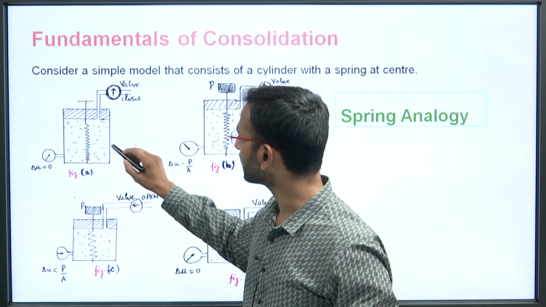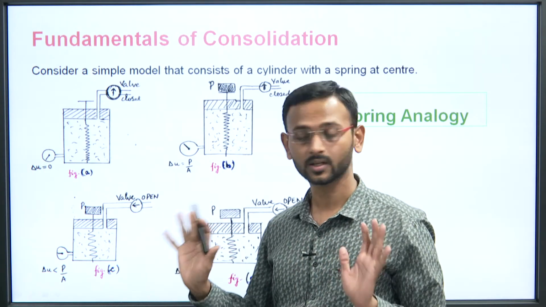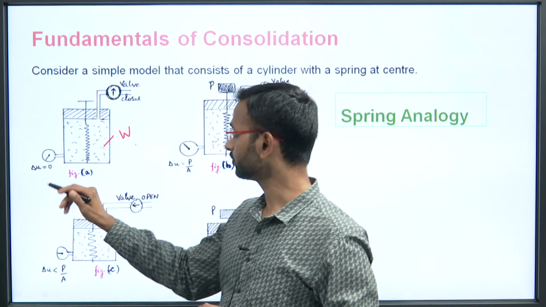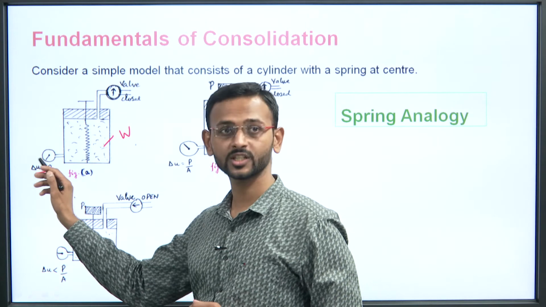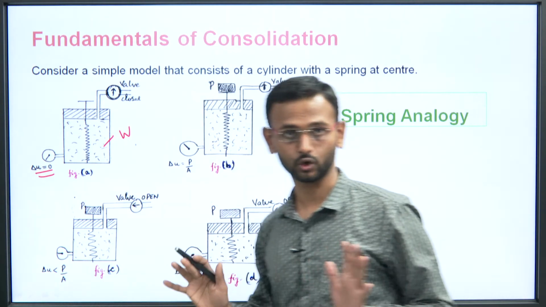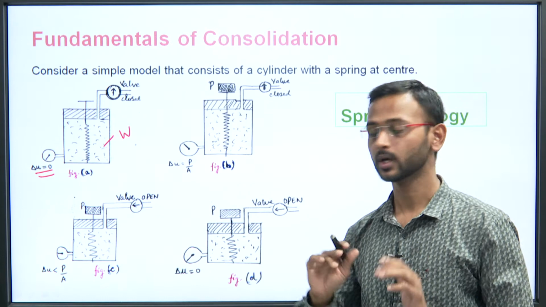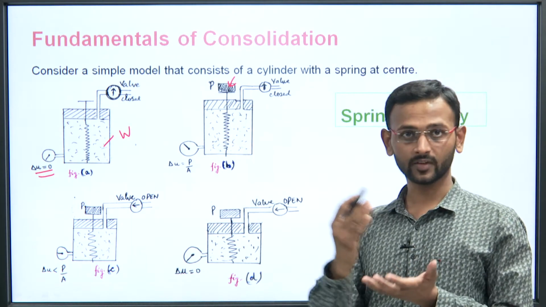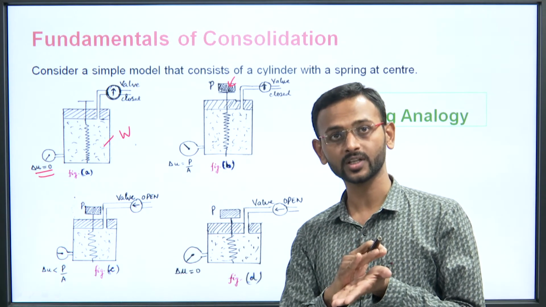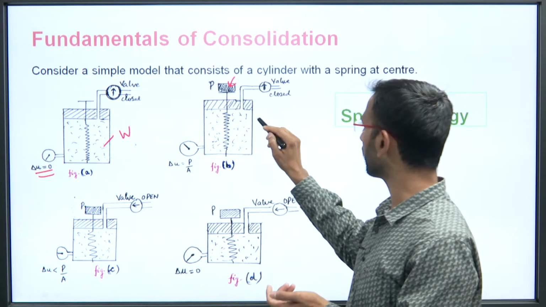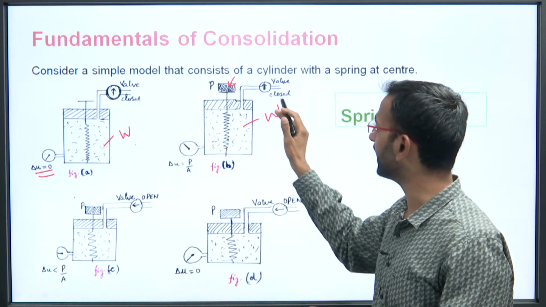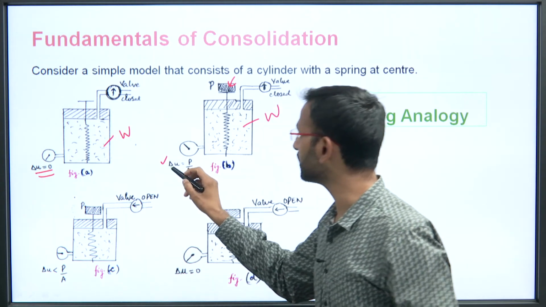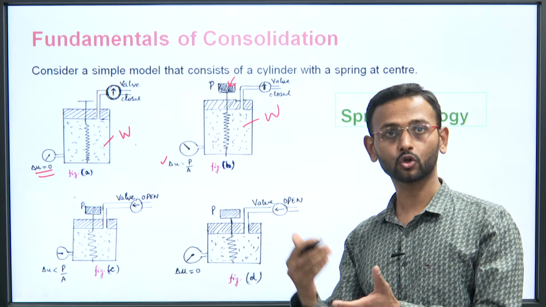So the initial stage is like this, the spring is initially uncompressed, the water is here in the container, and the change in pore water pressure, delta U, is equal to 0. Initially there is no effect on water. Now if you place a load here, initially when the load is placed, the water will try to take up the entire load. When the water takes up the entire load, there will be a change in pore water pressure, so delta U comes out to be P by A.